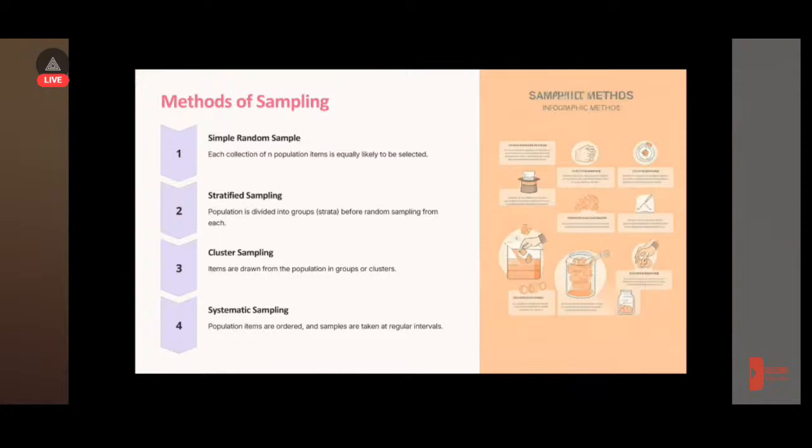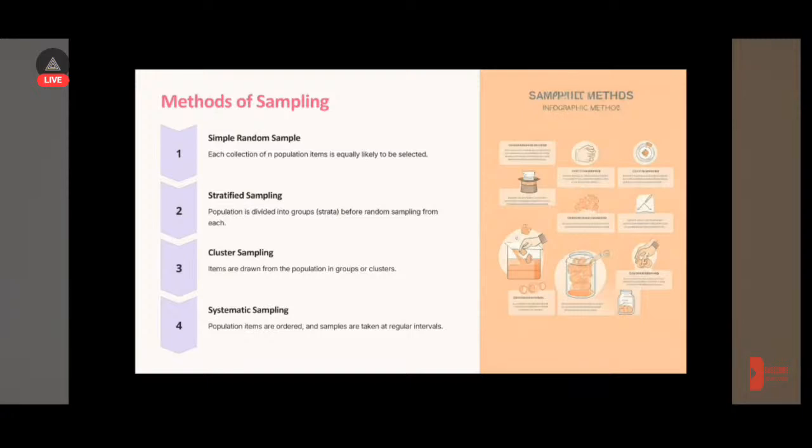Now, here we talk about methods of sampling. When you need to get information from people, there are several ways in which you can get your samples. The first one is called a simple random sample. This deals with each collection of n population items being equally likely to be selected. In simple random sampling, which is called SRS, your sample is collected randomly. It does not have a fixed way of getting the information. For example, when you throw a die, you can't predict the outcome of the die. The outcome is going to be random. And one good thing about simple random sampling is that it eliminates bias.